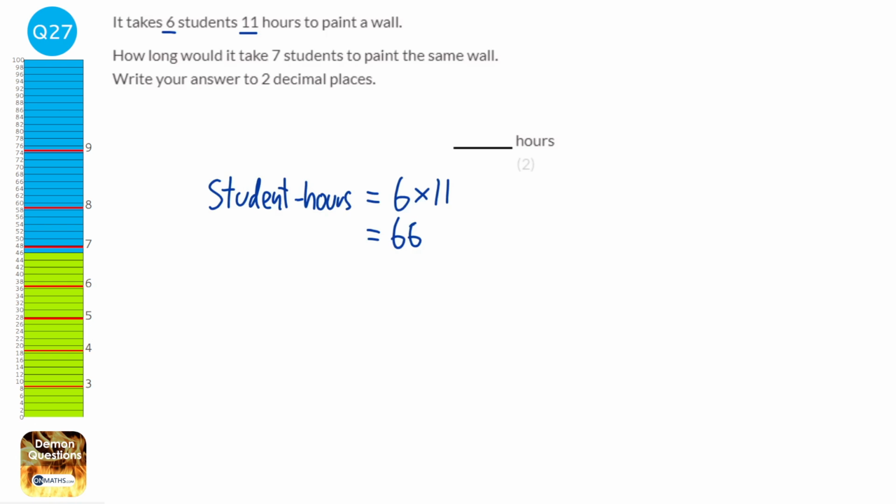So here we've got 6 students and it takes 11 hours. And it says how long will it take 7 students? Well, if there's 66 student hours, but they're sharing the time, we just divide 66 by 7. So 66 divided by 7 is 9.428 and so on. And it says it wants 2 decimal places, so it will take them 9.43 hours.